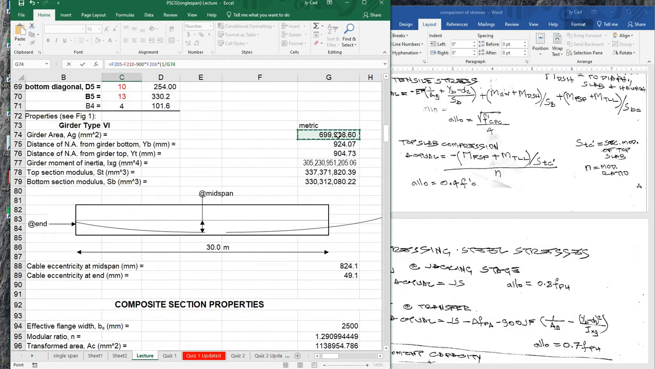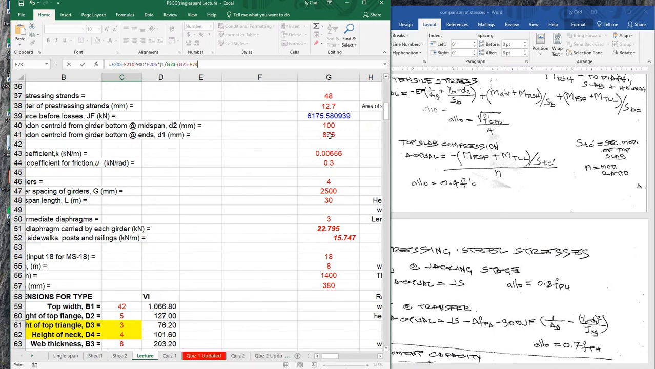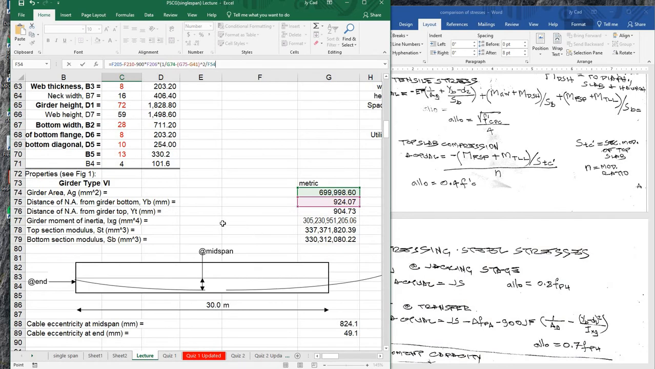Ito. Minus YB minus D1 squared. Okay. Careful here. Okay. That is YB minus D1 squared. So, open parenthesis. YB minus D1. Ito siya. Yung 875. And then, arrow up squared divided by gross moment of inertia, IXG. And then, press enter.